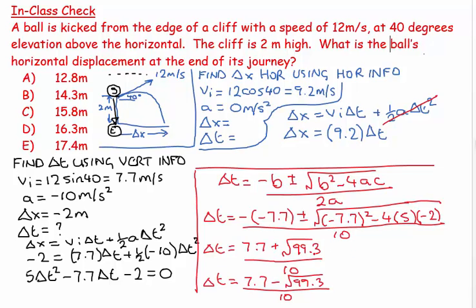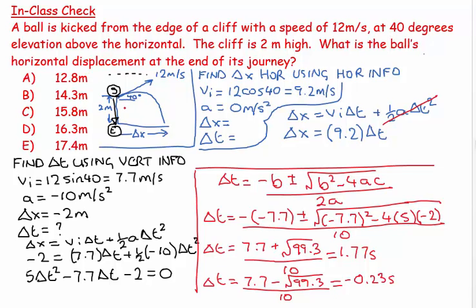And it turns out that 7.7 plus the square root of 99.3 over 10 equals 1.8 seconds. And actually, let's be a bit more precise than that. Let's be careful because I'm not at the end of my problem. Let's say 1.77 seconds. And then 7.7 minus the square root of 99.3 over 10 is going to be minus 0.23 seconds. Now, what do these correspond to?